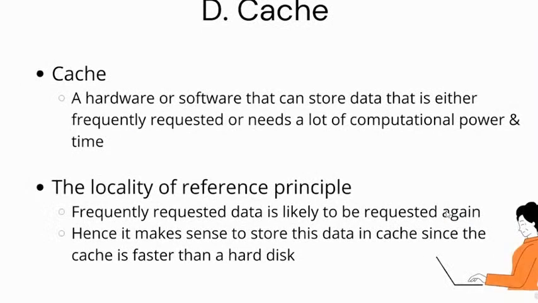Thus, cache is actually a hardware or a software that can store data that is either frequently requested or needs a lot of computation power and time. Cache works on the locality of reference principle. Frequently requested data is likely to be requested again, hence, it makes sense to store this data in cache since the cache is faster compared to hard disk. Now that you know what cache is, let's try to understand how a computer works.